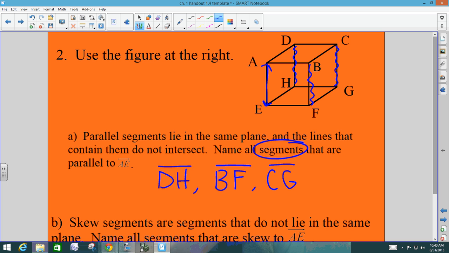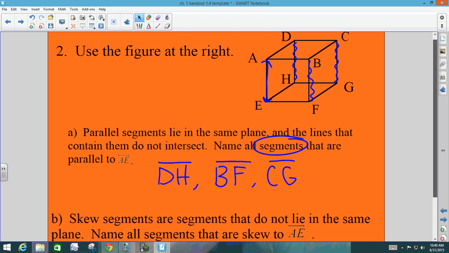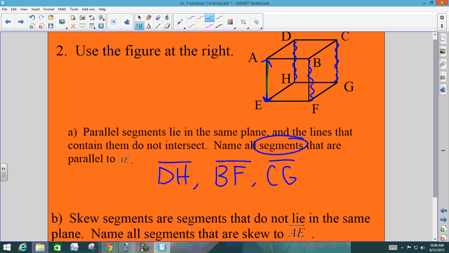Part B says name all segments that are skew to AE. So now we're trying to find the segments that are skew to AE. Meaning they can't be parallel, but they also can't intersect. Tyler, you got one? DC, good. DC would be skew to AE. HG, excellent. This one is skew to AE.